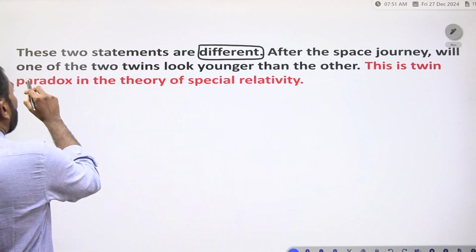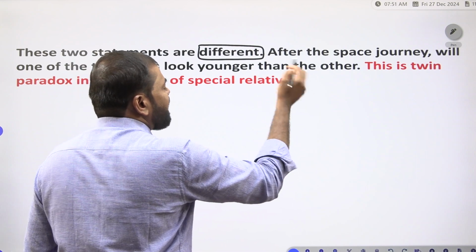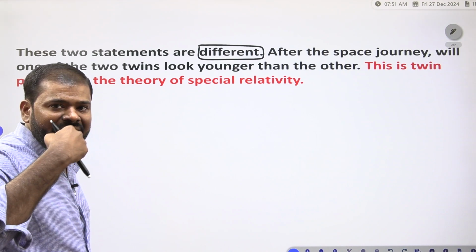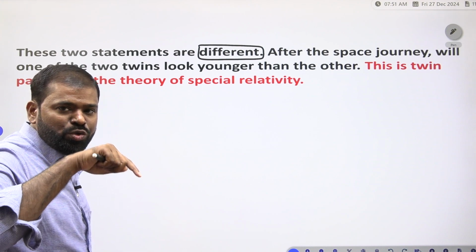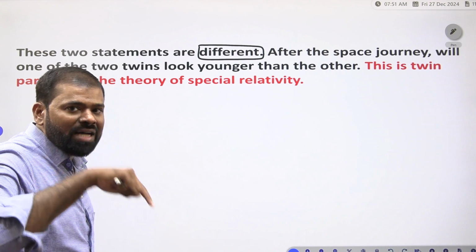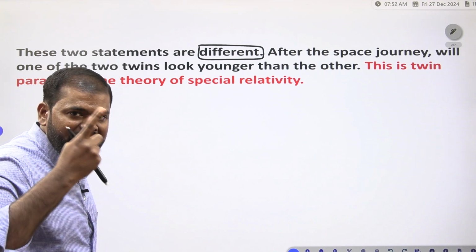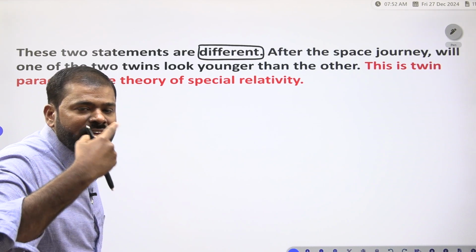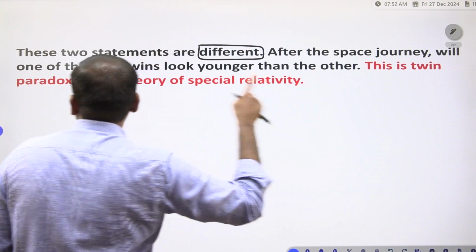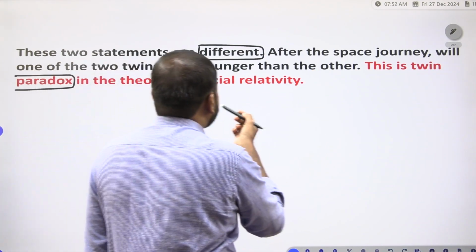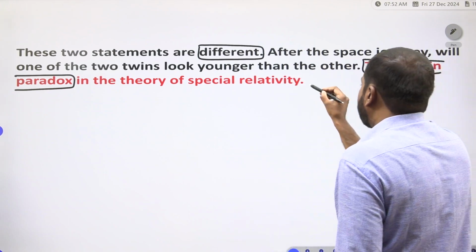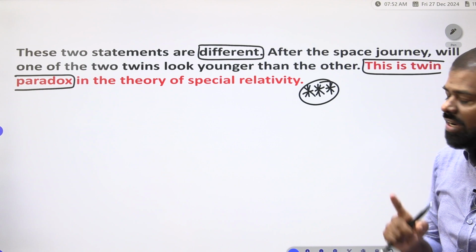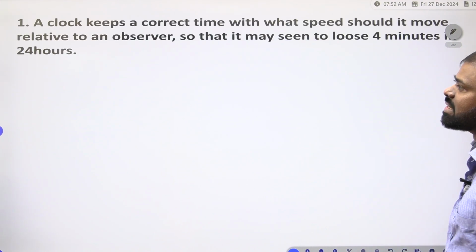After the space journey, will one of the two twins look younger than the other? B is younger. If it is in motion, the age is reduced. Both twins' ages are the same, but if you consider the time dilation principle, one is younger and the other is older. This principle we call the twin paradox, in the special theory of relativity. This is very important. Clear? Now let's see how problems will come in your competitive exam.